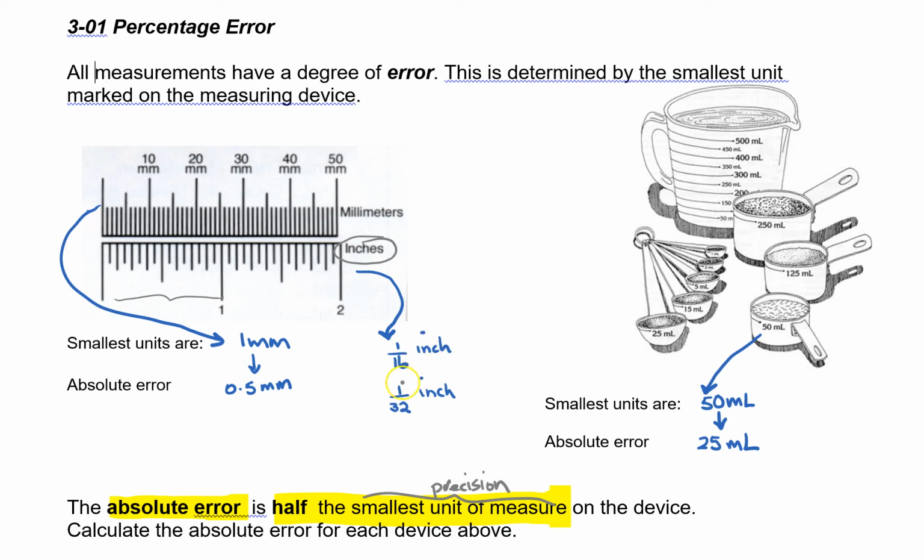And then if I multiply that by a half, or take a half of 1/16, then 1 times 1 is 1, 2 times 16 is 32. So we would say the absolute error is 1/32 of an inch. I haven't done all of the devices over here. I've just done this first one. And as you can see, there is only one unit of measure, and it's 50 mil. So the smallest unit is 50 mil, and we'd say the absolute error is 25 mils, just half of that.